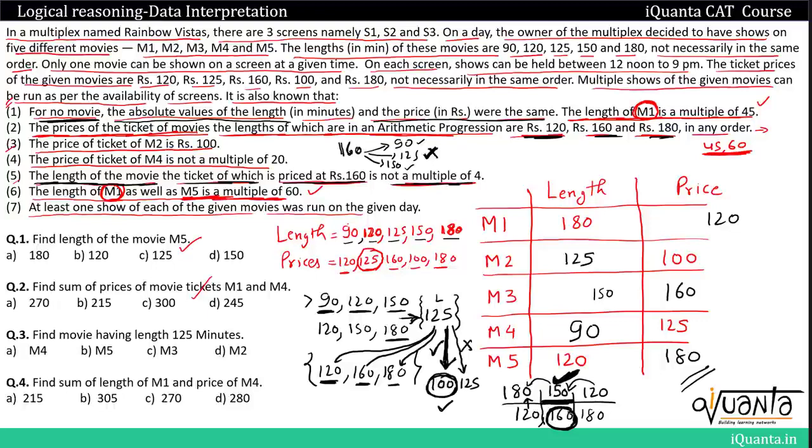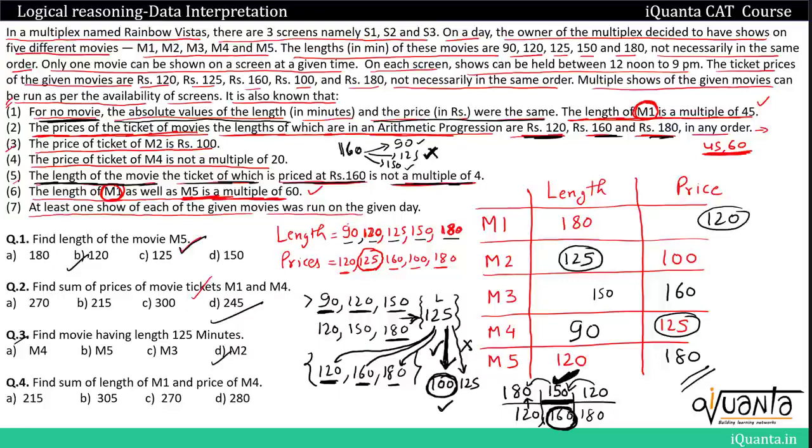So let us solve the first question: find the length of the movie M5. M5 has length 120. Second is find the sum of prices of movie tickets of M1 and M4. M1 is 120, M4 is 125. So the sum of their prices will be 120 plus 125, that means 245. Third question is find the movie having length 125 minutes. So the movie having length 125 minutes is M2.